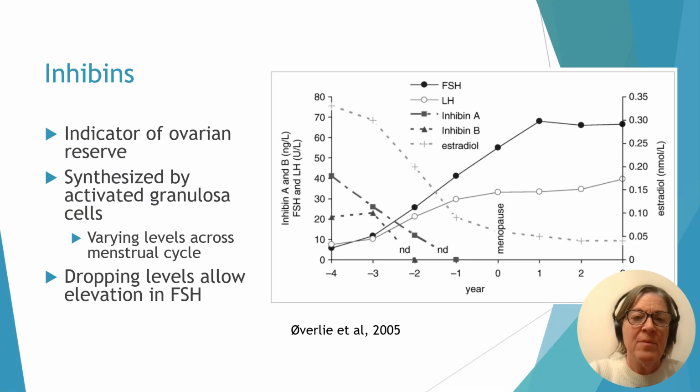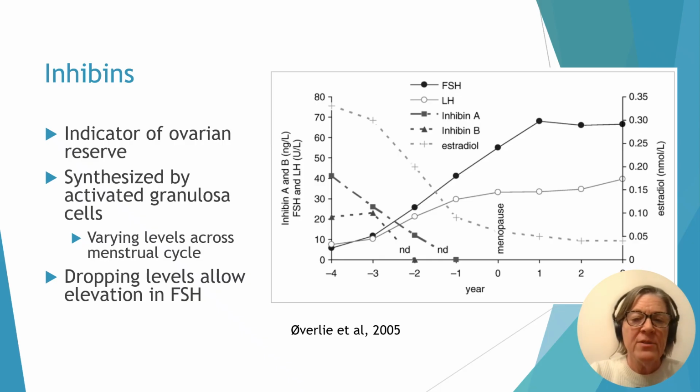There's inhibin A and inhibin B. These are, again, indicators of ovarian reserve. They're also synthesized by the granulosa cells. They also have varying levels across the menstrual cycle, but the dropping levels of inhibin allow for an elevation in FSH because FSH is inhibited by the inhibin hormones that are synthesized by the follicular cells. So the number of follicular cells determines the level of FSH inversely. As that number goes down, there's less inhibin, and so then the FSH levels can rise, and we'll see a lot of the results of that.